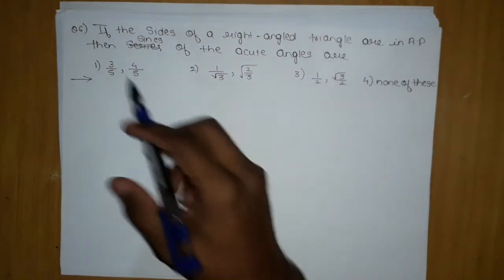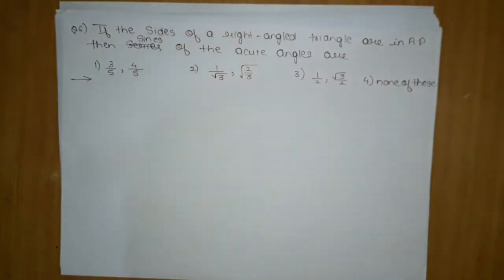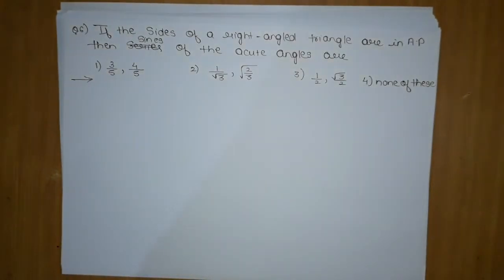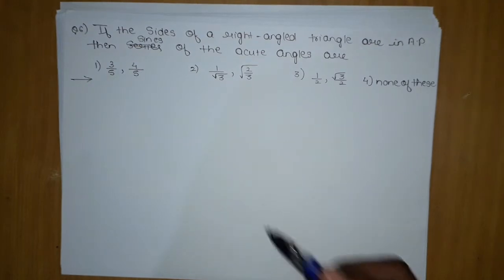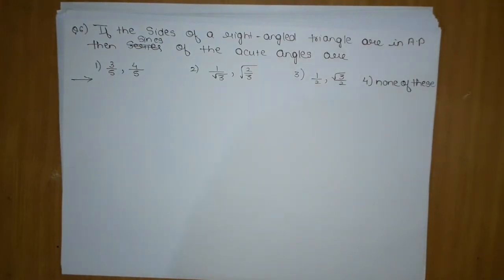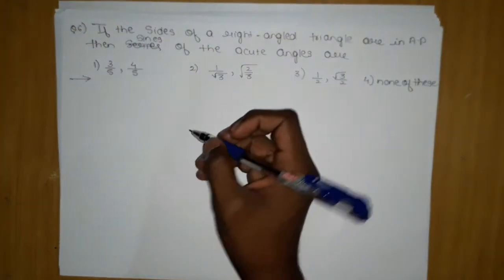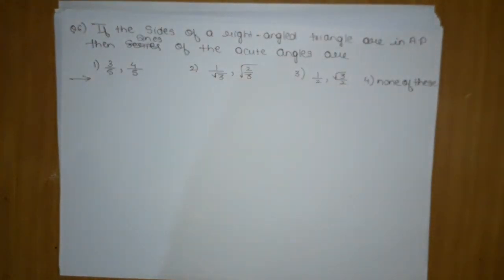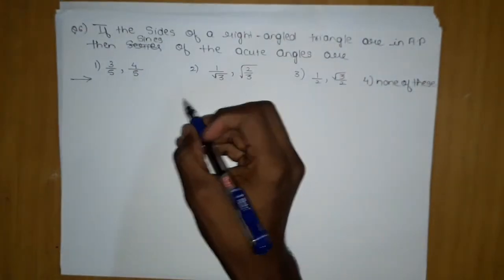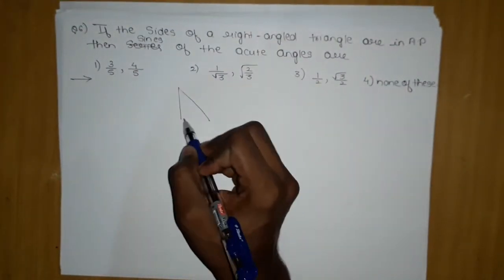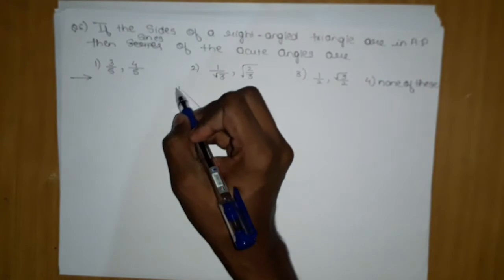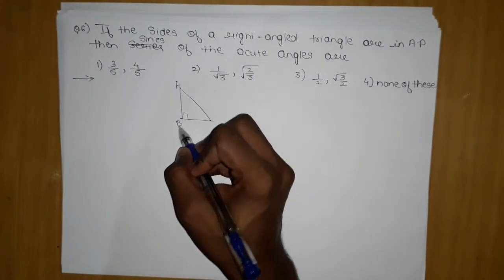Okay, this question may give you trouble, although it is directly telling you that the sides will be in AP, there is a little bit of application of triangles, I think. Now let's see how we can solve it. The sides of a right angle triangle are in AP. So let's take a right angle triangle, A, B and C.